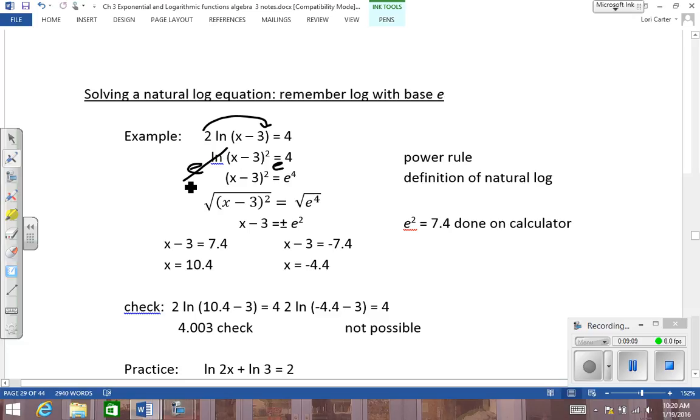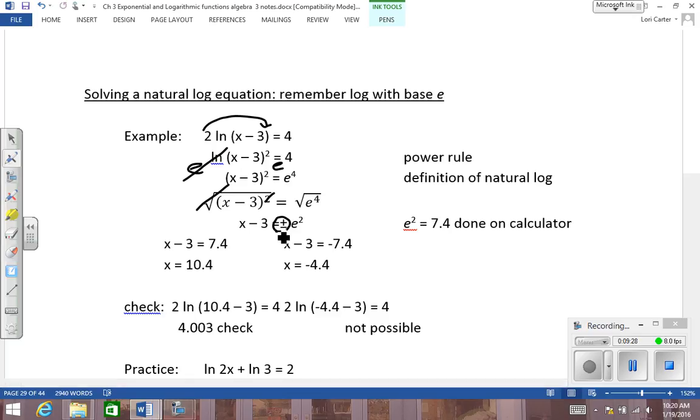Okay, e to the 4th is just a number, correct? But I need to get rid of a square. How do I get rid of a square? Square root. When I square root, this cancels my square, but when I square root here, I cannot forget the plus and the minus, because I am introducing roots. Are they both going to work?